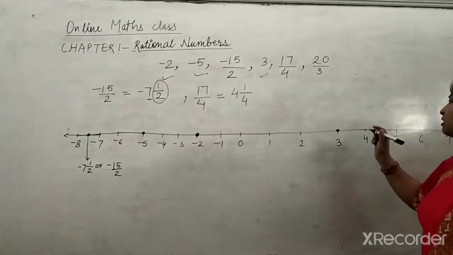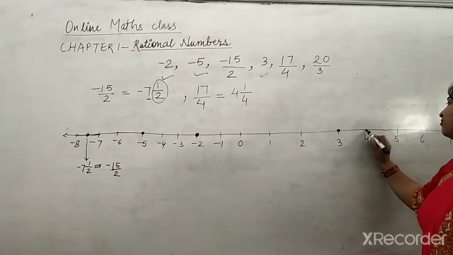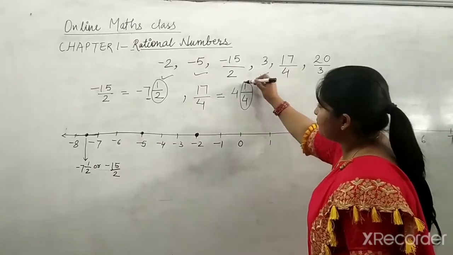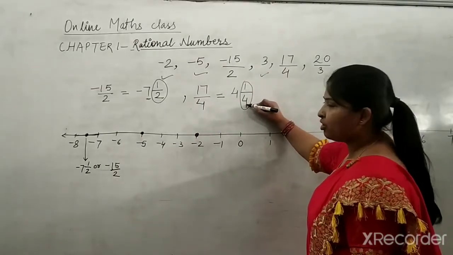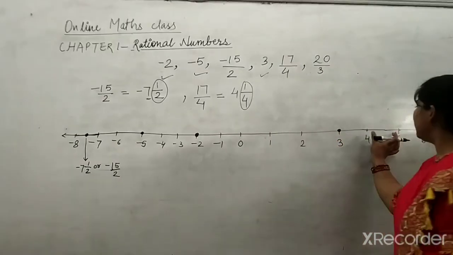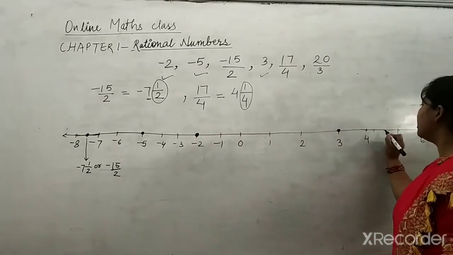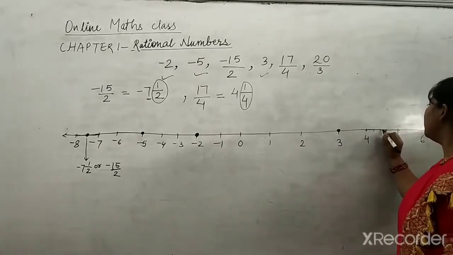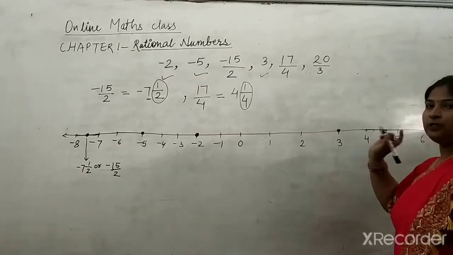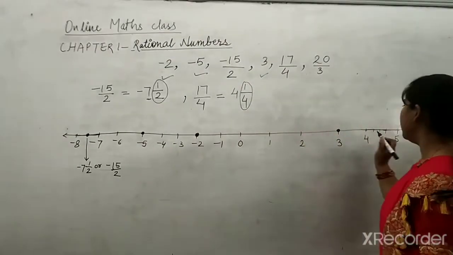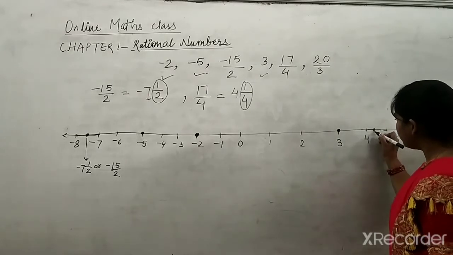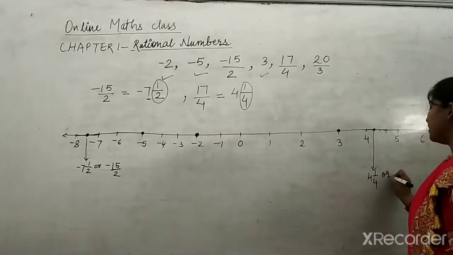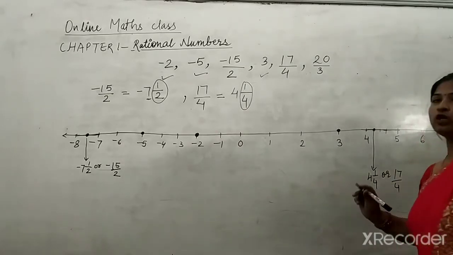So it is more than 4, and it will lie from 4 to 5. Now 4 whole 1 upon 4. You have to check the denominator of 1 upon 4. How many divisions are there? The number is 4. So divide between 4 and 5 into 4 equal gaps: 1, 2, 3 and 4. This is 1 part, 2 part, 3 part, 4 part. Out of these 4 parts I have to take only 1. So this portion is my 4 whole 1 upon 4, or I can say this is my 17 upon 4. Both are the same thing.